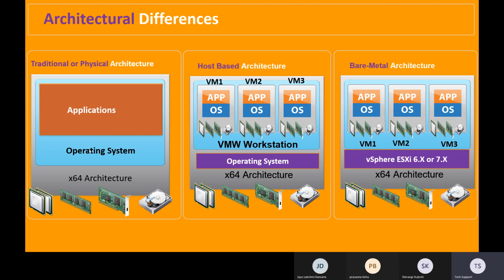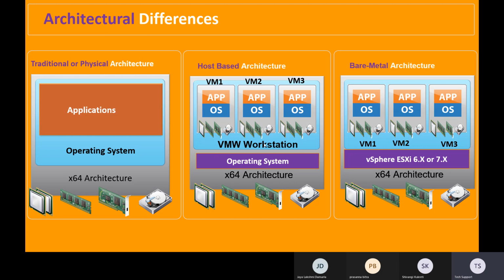This is the traditional architecture. When it comes to host-based architecture, the only difference is that in host-based architecture the hardware is also common x64 architecture. On top of the hardware we are installing an operating system, and after the operating system, as part of the application, we are installing one of the virtualization host-based software, the software called VMware Workstation.